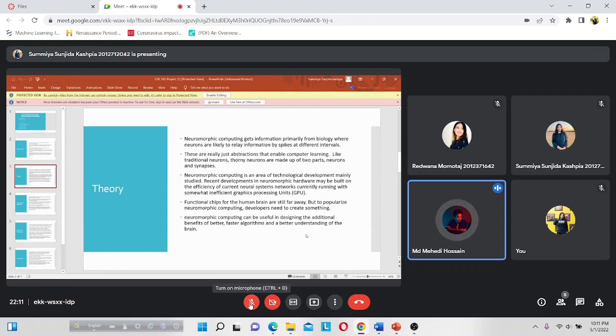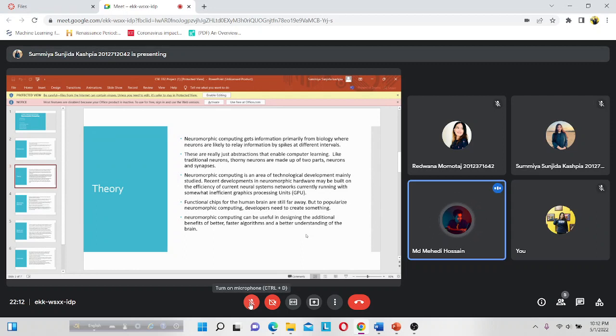There are two main considerations when developing or redeveloping implementations and scientific algorithms for neuromorphic computing. Design fully parallel algorithms: not required, but important to take advantage of neuromorphic hardware if you can. Recent developments in neuromorphic hardware may be built, and neural network systems are currently running somewhat on graphics processing units, GPUs.